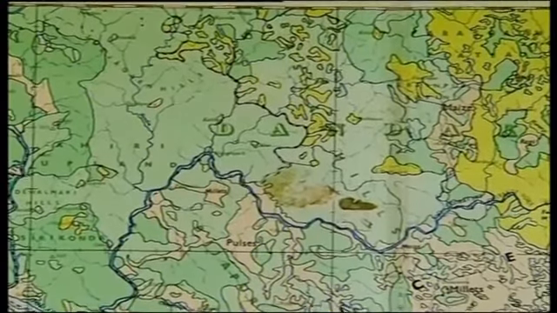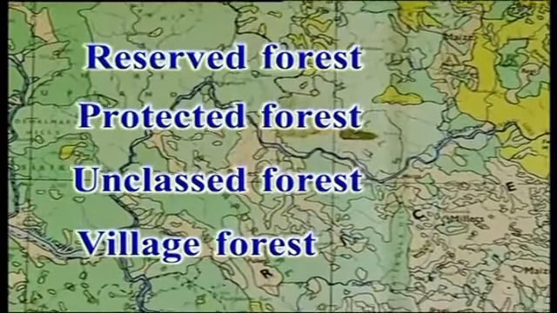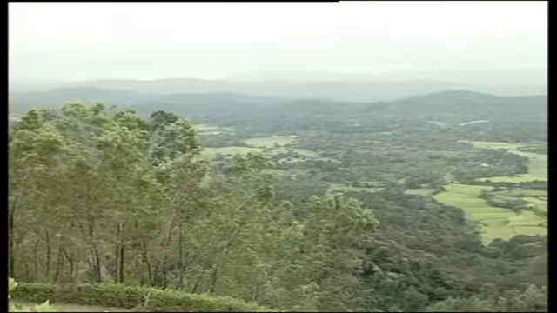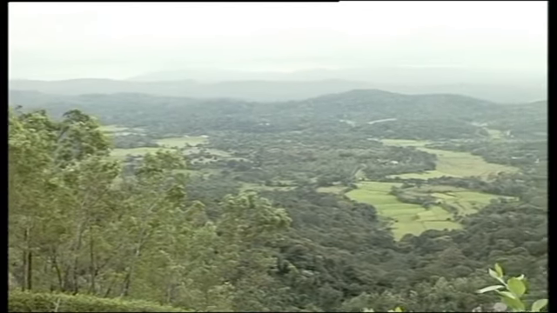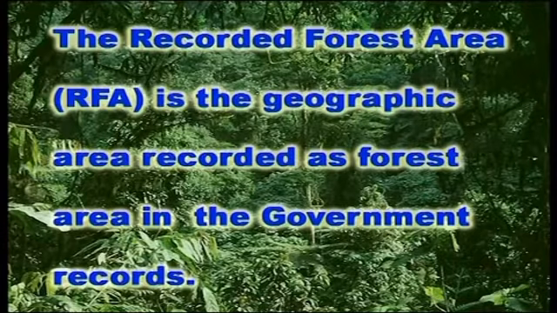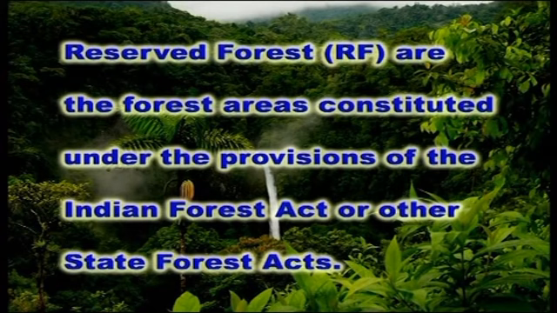The term forest here means a reserved forest, protected forest, unclassed forest and village forests. They also include wasteland or the rangelands. Forest lands are notified by the government to develop, protect and conserve the forest resources and the wildlife. The recorded forest area is the geographic areas recorded as forests in the government records. Reserved forests are the forest areas constituted under the provisions of the Indian Forest Act or any other state forest acts having full degree of protection. In reserved forests, all activities are prohibited unless permitted.